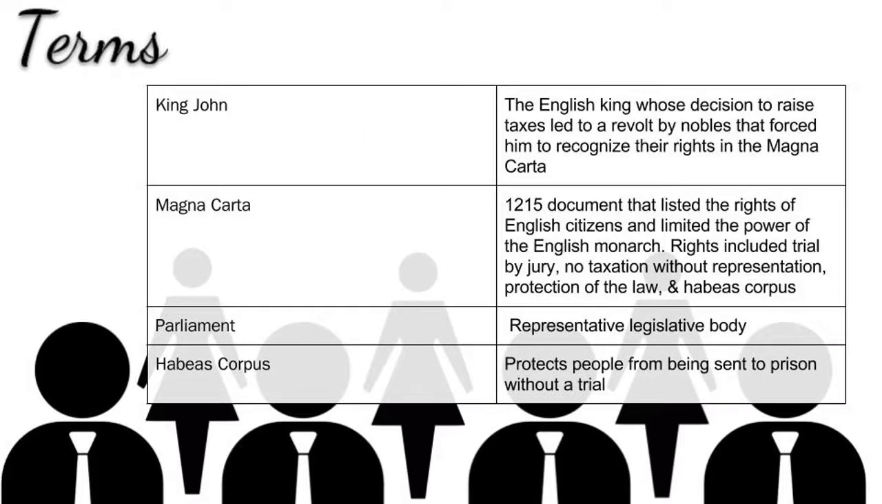Just a reminder, you have a vocab podcast quiz coming up pretty shortly. There are only a few terms this time: King John, Magna Carta, Parliament, and habeas corpus. When you hear this sound, it means you've just heard a vocab term.